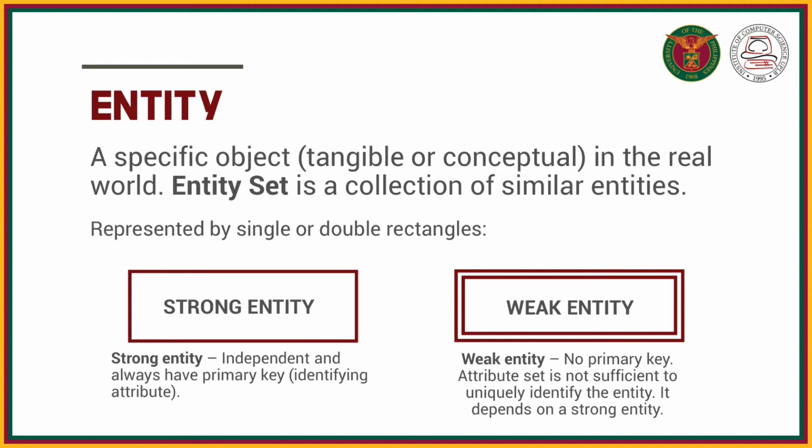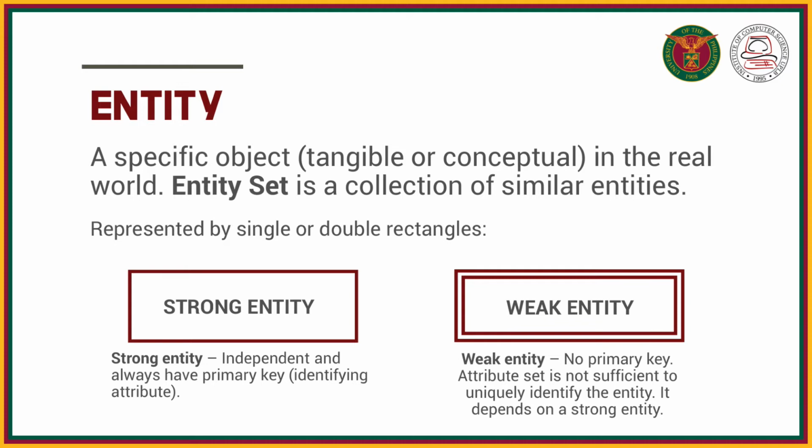Now, an entity might have different properties or characteristics. For example, in a university setup, example ng entity is a student. And a student might have weight, height, or different properties that describes the student. Now, the primary key is the identifying attribute. This attribute makes the student unique. So let's say student number.